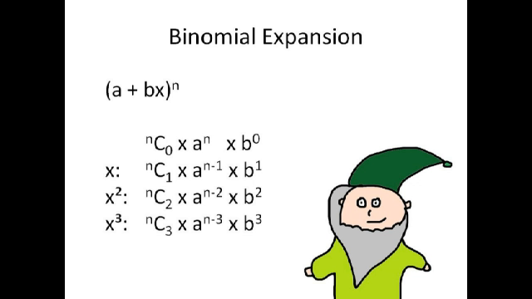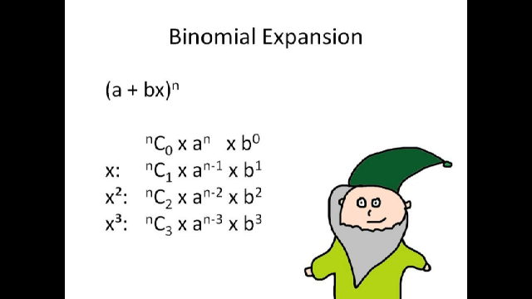Then for your x, you'll do nC1 times a to the n minus 1 times b to the 1, and you'll get that number. You'll write down the number you get from that calculation, and then you'll put an x. Then you'll do nC2 times a to the n minus 2 times b to the 2, and that's your number of x squared. And you'll keep going for x cubed, x to the 4, all the way up to x to the n.